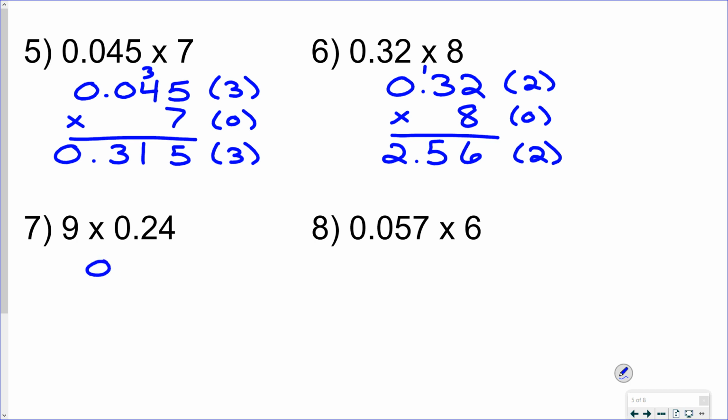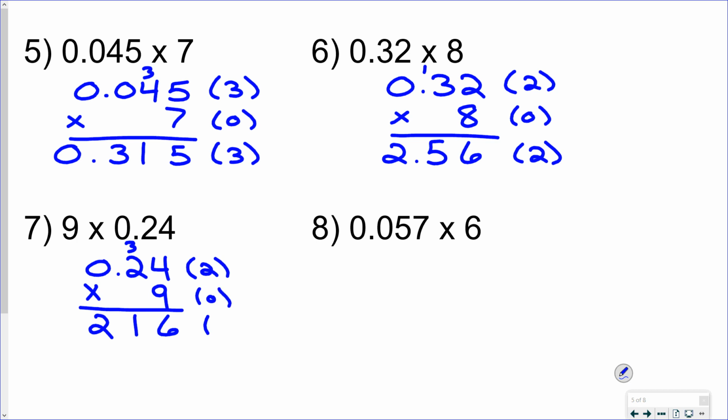For number 7, I would suggest putting the 24/100 on top because that has more digits. 4 times 9 is 36. 2 times 9 is 18, plus 3 is 21. There are 2 digits here, none here, for a total of 2. And when placing your decimal point, make sure that it's visible. Make sure it doesn't get lost in the numbers, especially if it's following a 2. It can sometimes get lost in that tail on the 2.